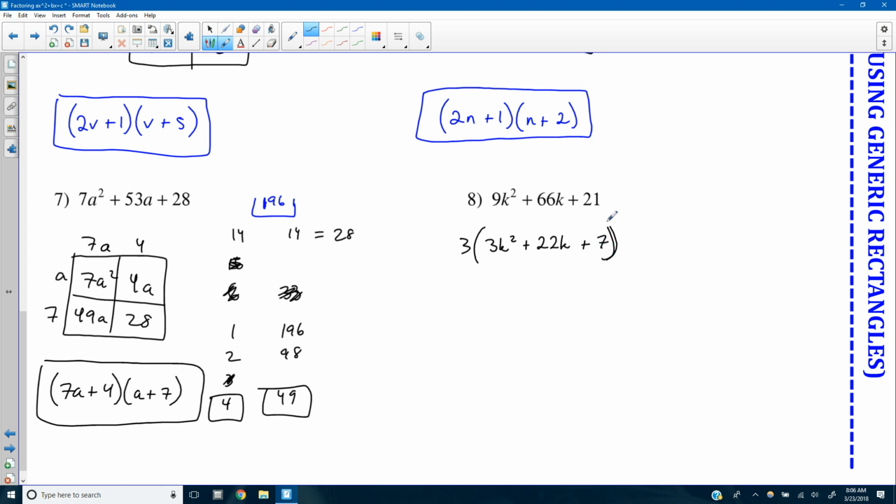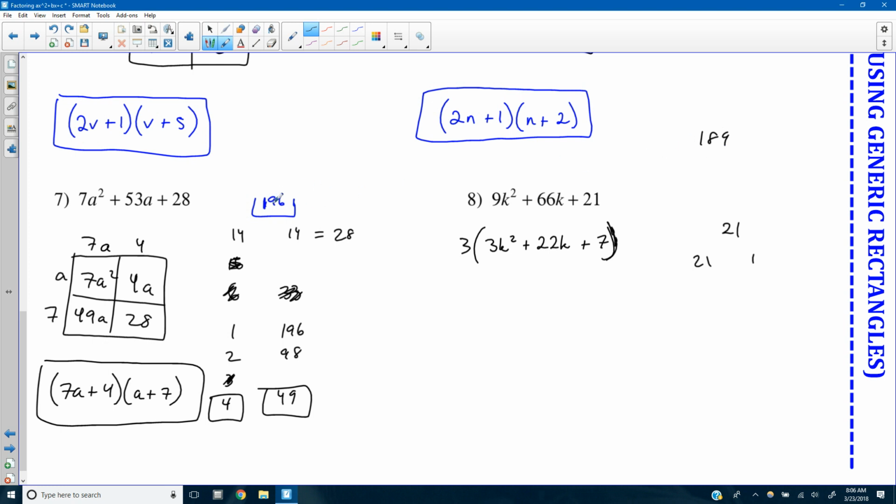First of all, you know how we're doing these problems here, right? We're taking what two numbers multiply to 3 times 7, that's 21, and add to 22. By the way, that's going to be 21 and 1. I already found my numbers. The other way you would have had to do this is ask what two numbers multiply to 9 times 21, which is 189, and add to 66.